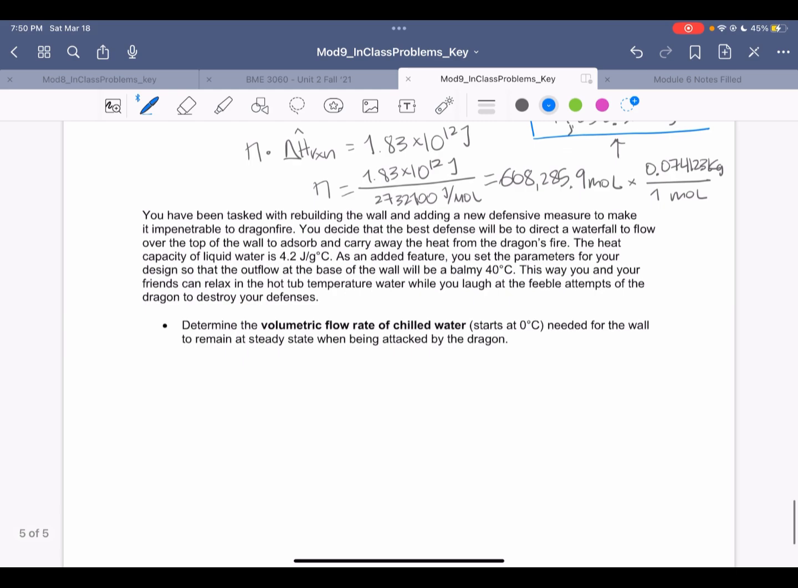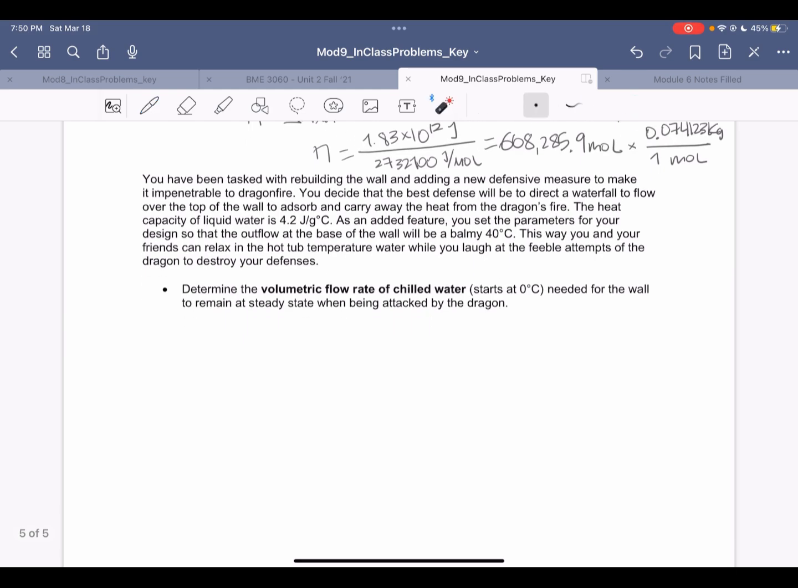Okay, so let's move on to the next part. We have been tasked with rebuilding the wall and adding a new defensive measure to make it impenetrable to dragon fire. We decide that the best defense will be to direct a waterfall to flow over the top of the wall to absorb and carry away the heat from the dragon's fire.